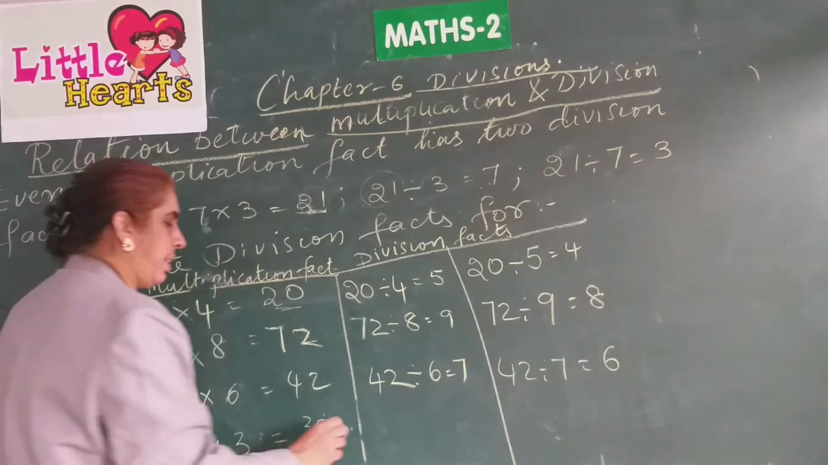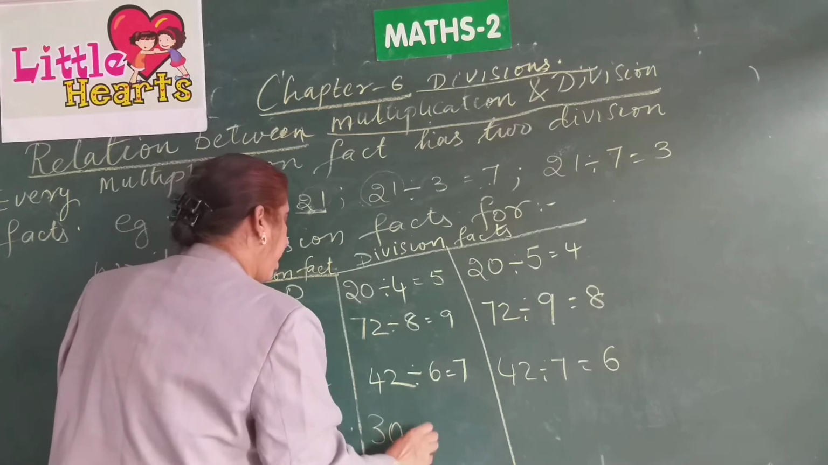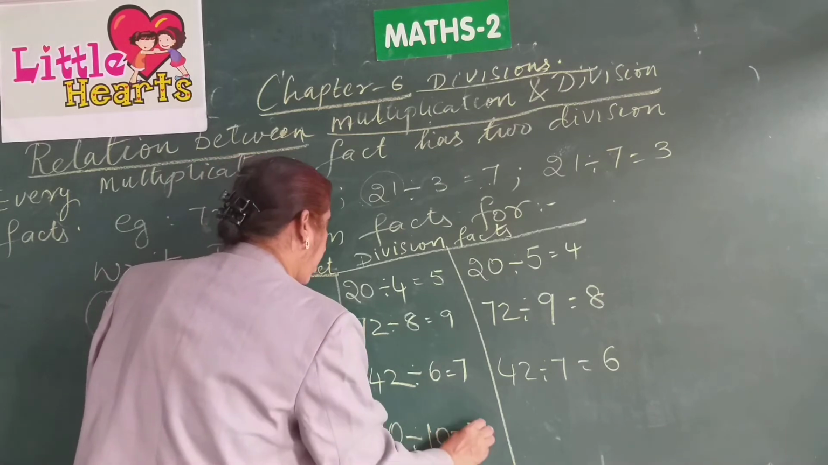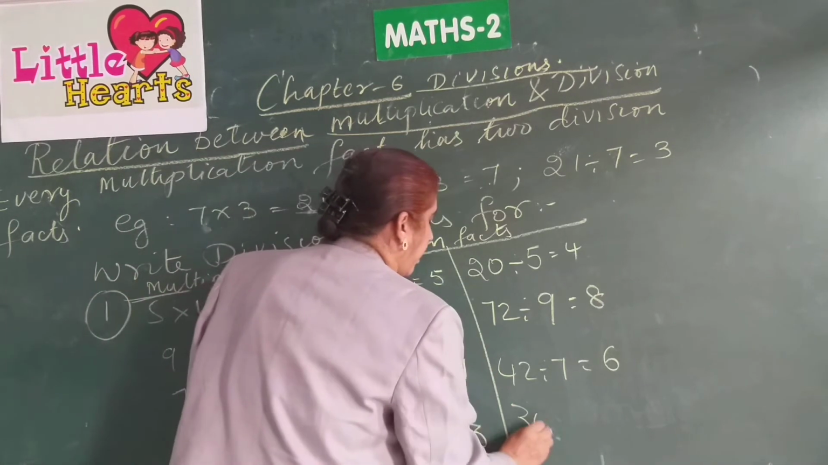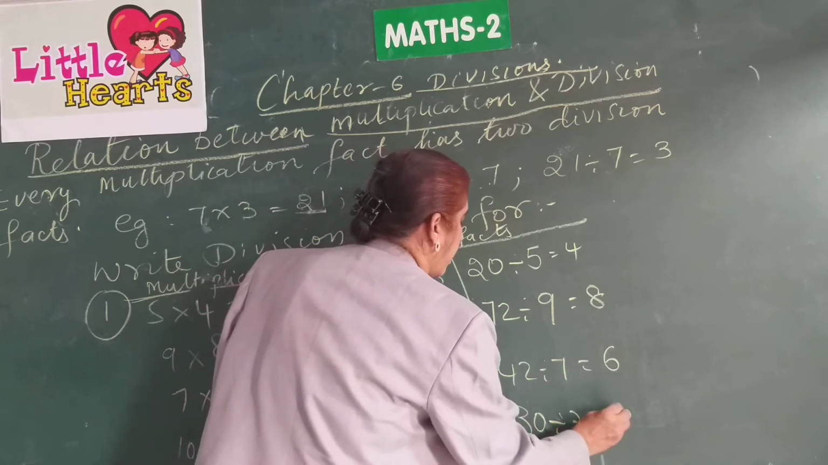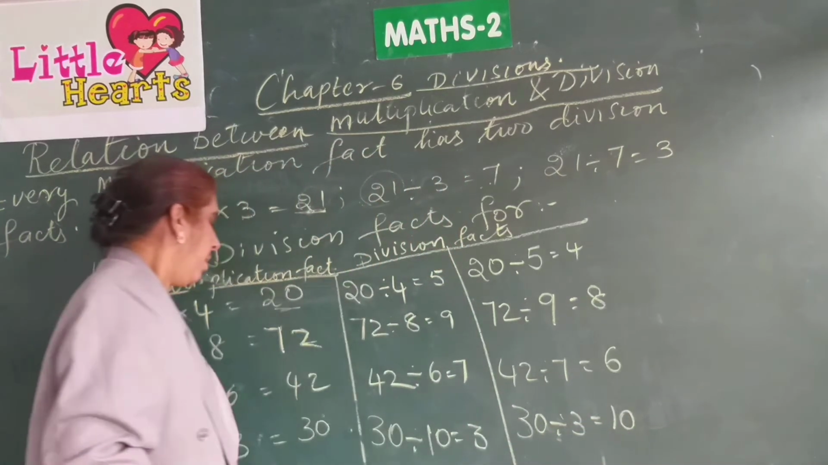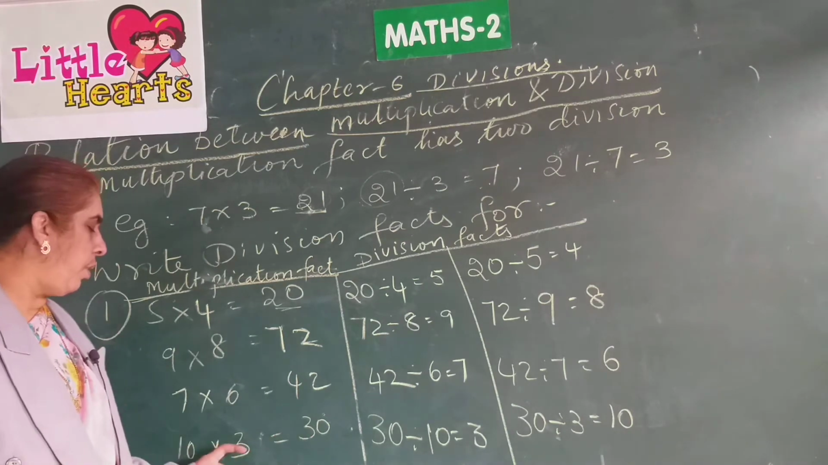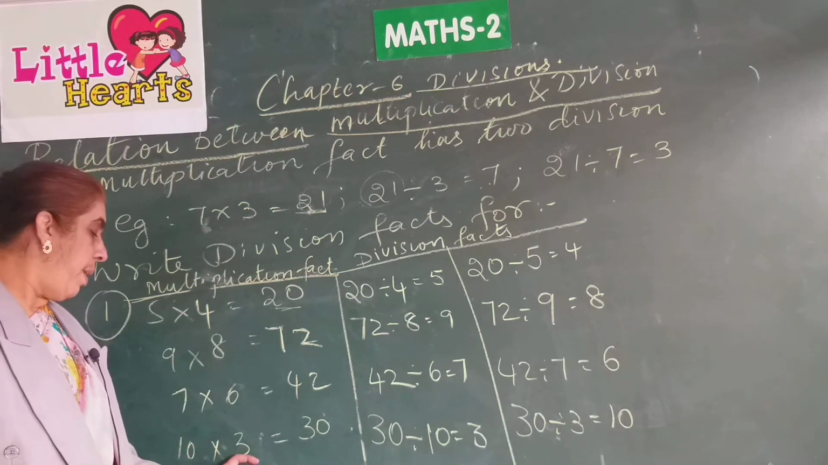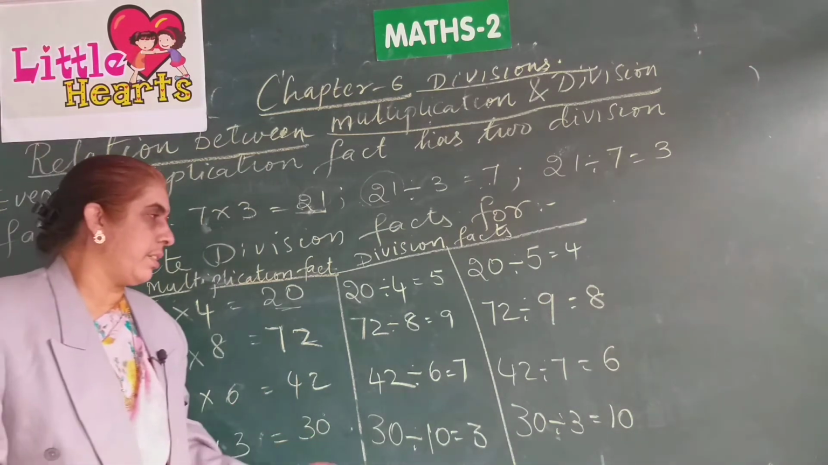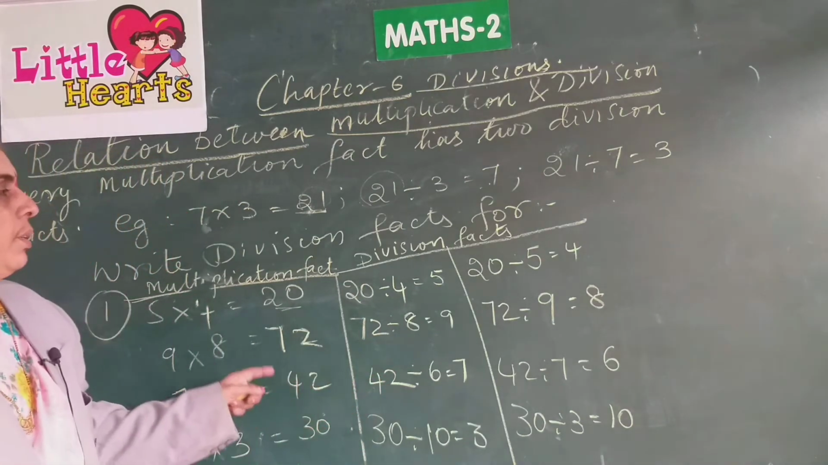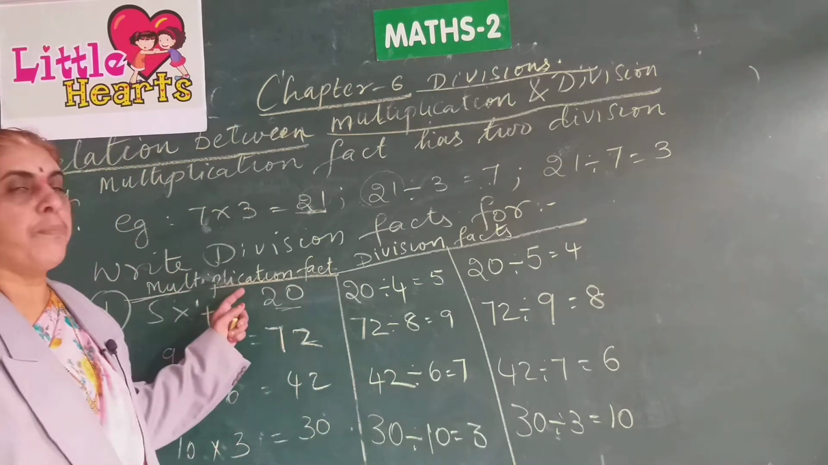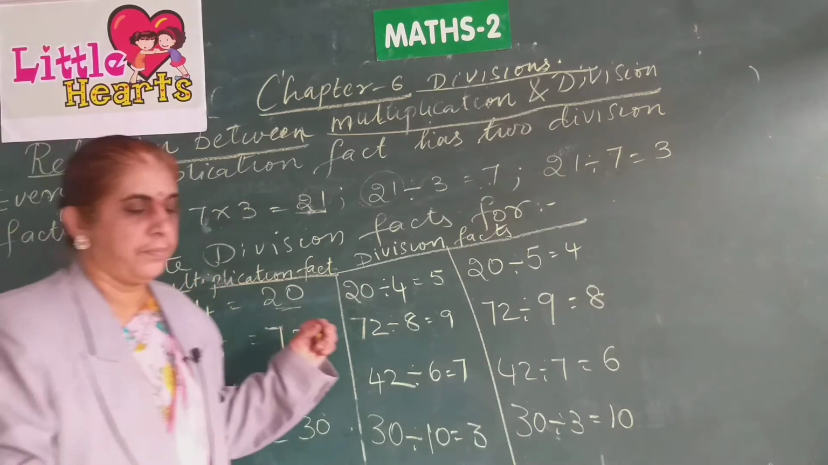10 threes are 30. 30 divided by 10 equals 3, and 30 divided by 3 equals 10. The product becomes the dividend, and one of these becomes the divisor and the other becomes the quotient. In this way, you can write two division facts for every multiplication fact.